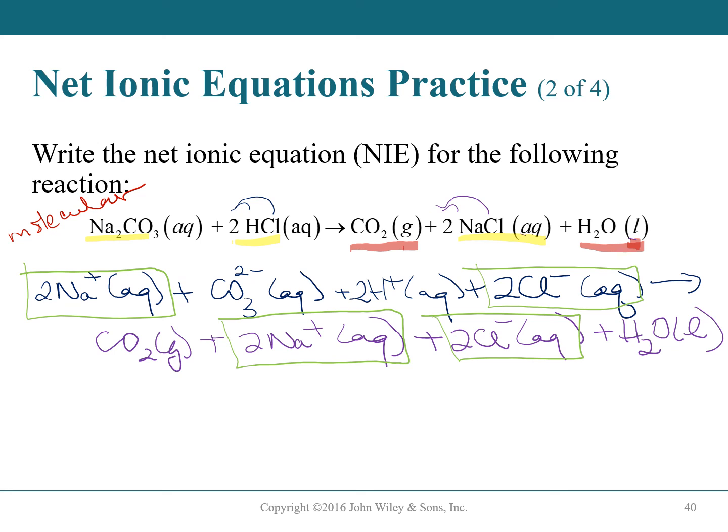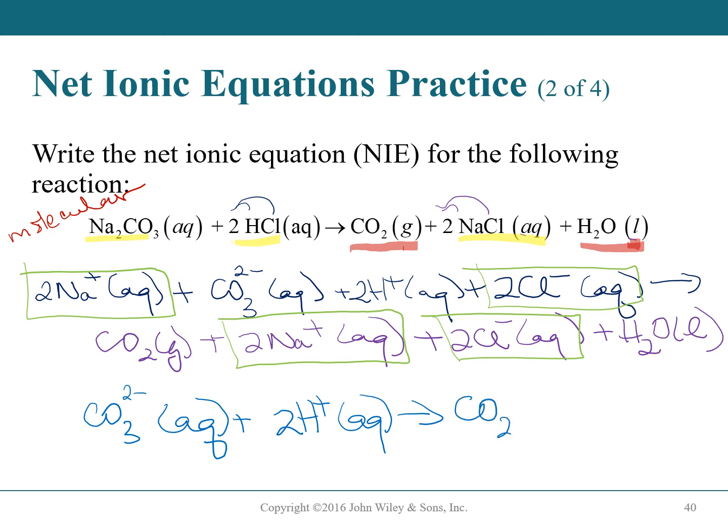Now we can write the rest of our equation. So it turns out if we take carbonate and it reacts with acid, it forms carbon dioxide gas and water. Okay, and there you have it. All right, all my coefficients are the lowest whole number ratios.